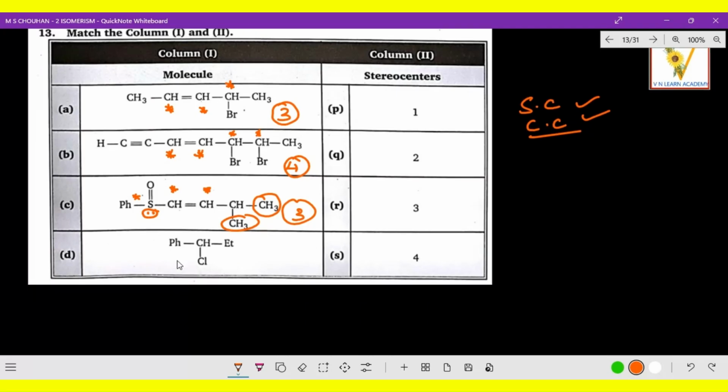And the last one, here there is phenyl and CH, CH2 CH3, so that is ethyl. So only one chiral carbon is available. I hope you got the clarity. How many chiral centers? Chiral carbon and stereo center are both the same. How do we identify here symmetrical or unsymmetrical? We don't need to identify that. They are asking only about chiral centers, that is chiral stereo centers only. Hope you got the clarity. Come on, let's go to the next question.